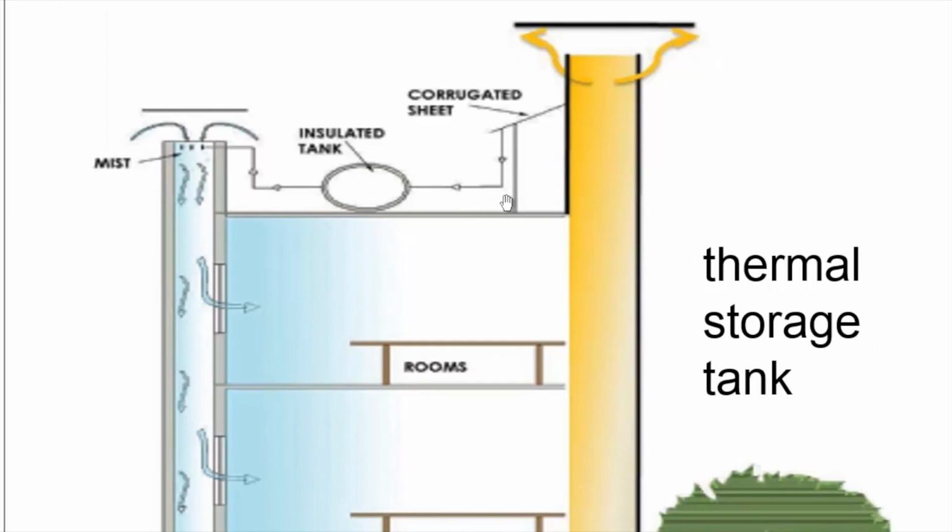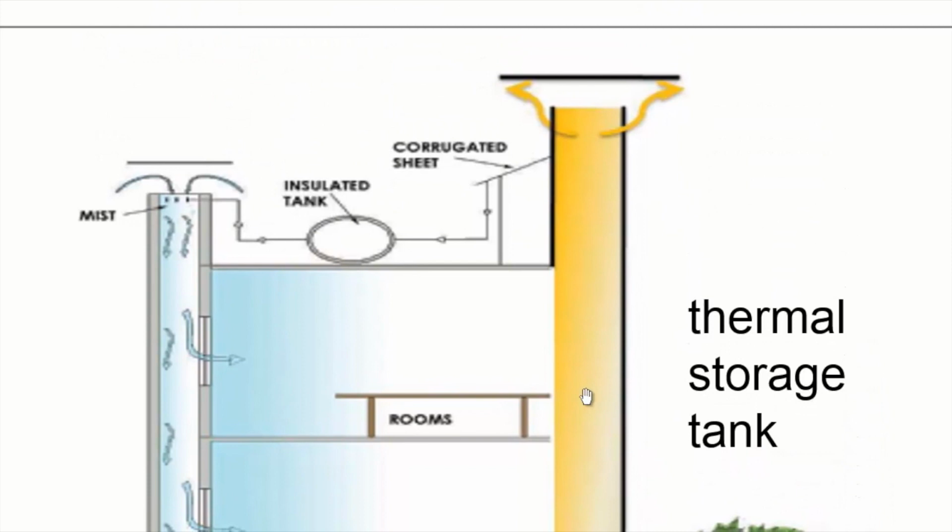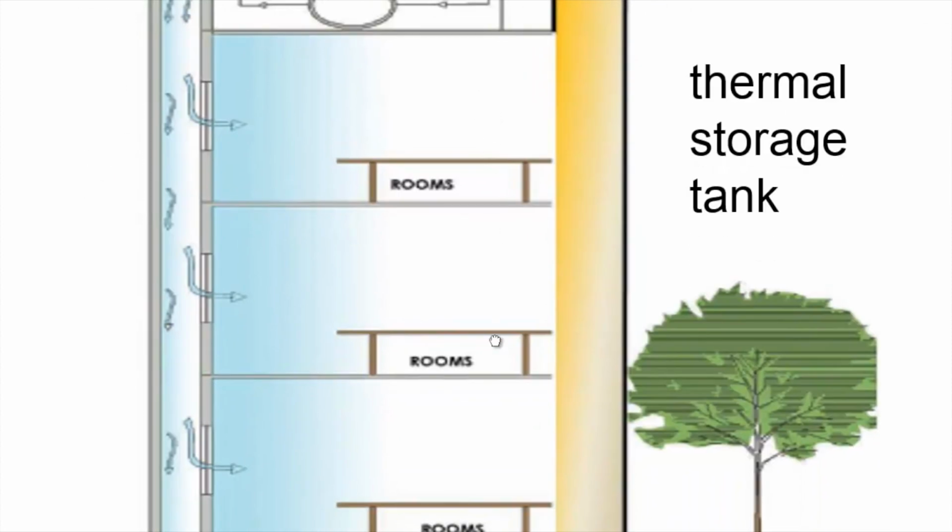Here you can see that there is a thermal storage tank, which is more of a place which has a lot of heat generated. You have corrugated sheet which absorbs heat, and then this place becomes warm. What air comes in, mist is formed from a small tank here. The tank sprays water, air comes in, there is an inlet. As it comes in, here you have a place which is warmer, and then there is movement of air this way.